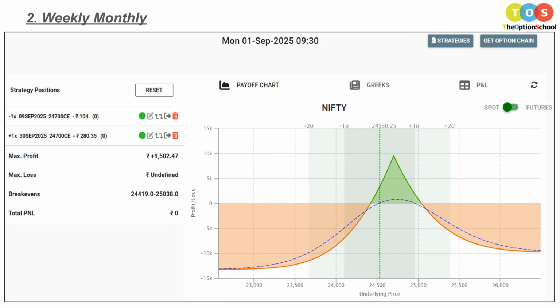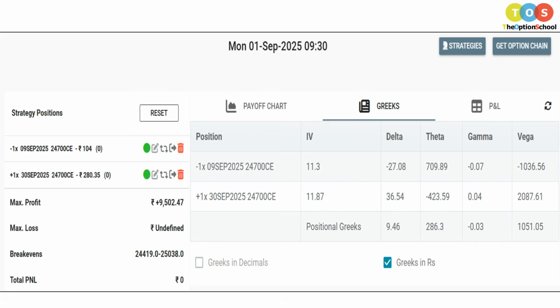Let us see the Greeks for this. So as we see in this case, delta is absolutely neutral and theta is slightly higher than the previous case. So in this case, we are getting a theta of around 286 rupees.